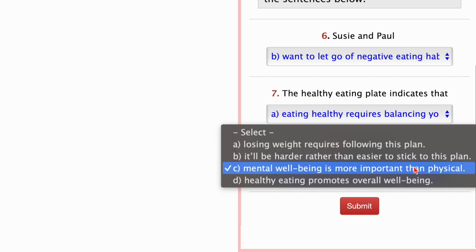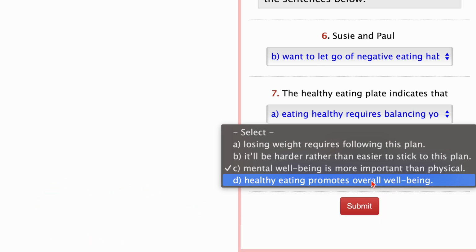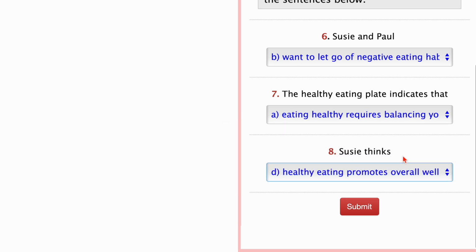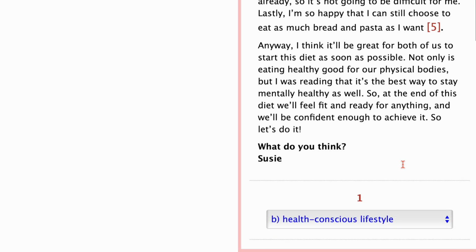So then, the answer is D. Healthy eating promotes, supports, or helps overall well-being. Overall well-being means physical and mental health. Okay? That's what she says in the end there. All right? Good for our mental health as well.